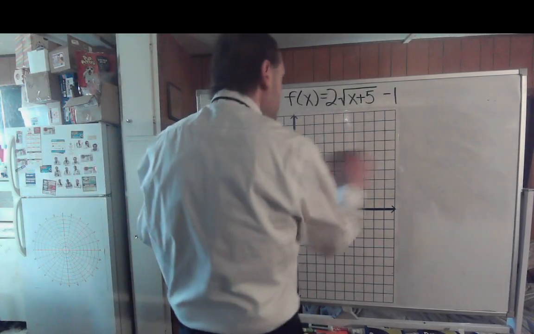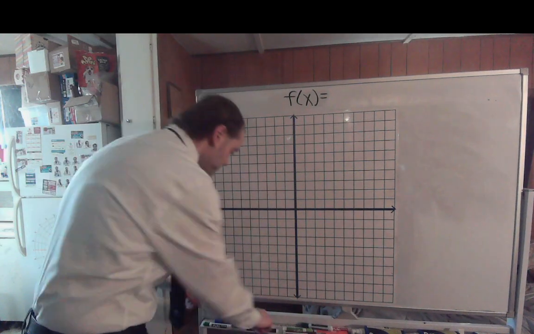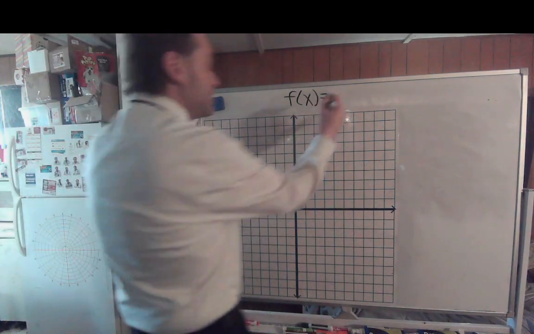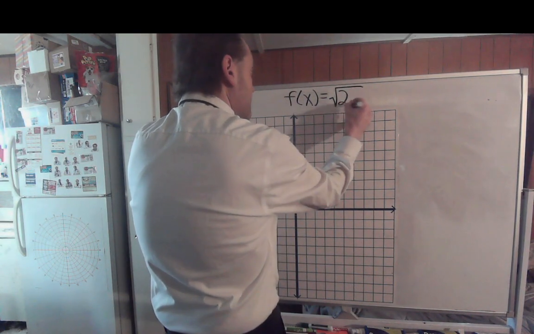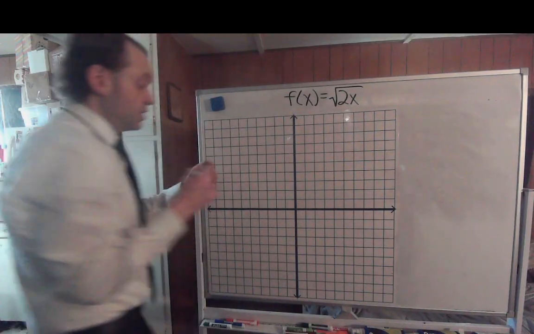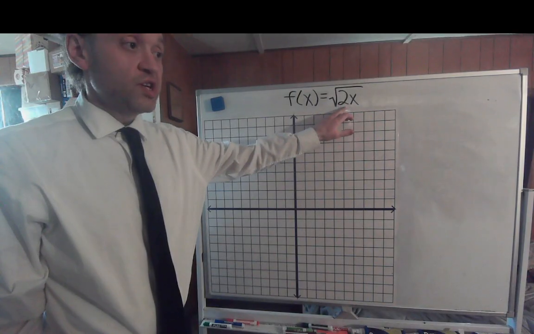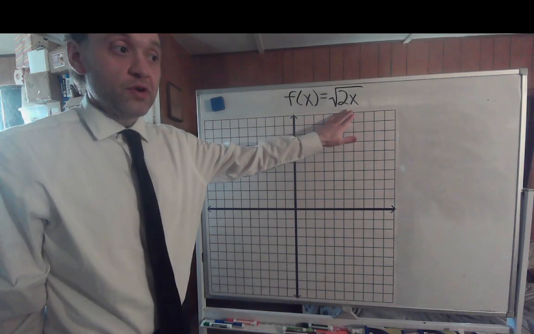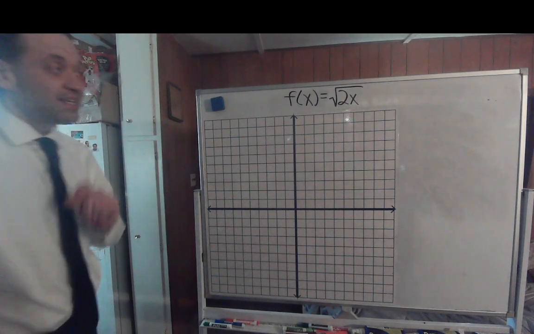But let's do a couple more here. Let's say this time I do the square root of 2x. So I have the square root of 2x. This time I have a coefficient inside of the square root. A little bit different.